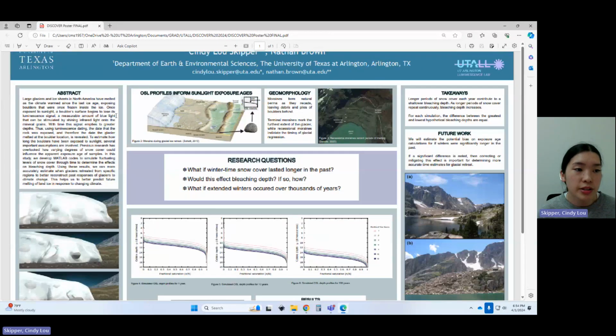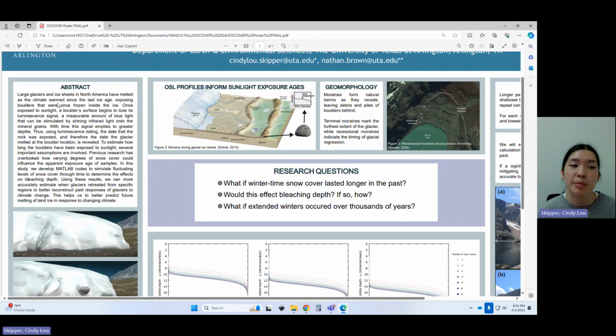I will be presenting effects of snow cover on luminescence dating of glacial moraines. Large glaciers and ice sheets in North America have melted as the climate warmed since the last ice age, which has exposed the boulders inside.